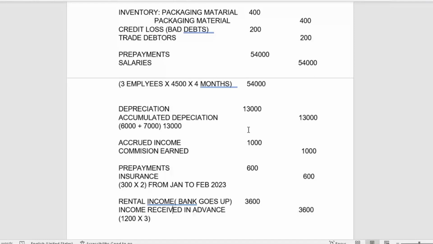The accounts that are identified are the bank and the debtor. As soon as you have identified the bank and the debtor, what is a bank and what is a debtor? They're both assets, and they both increase on the debit side.